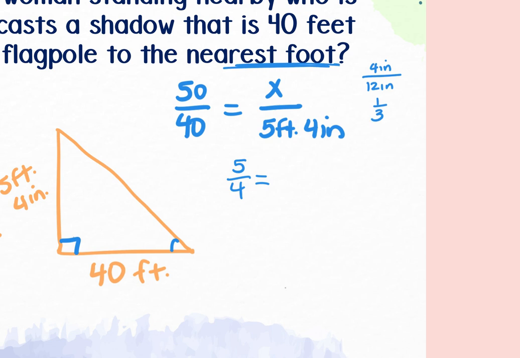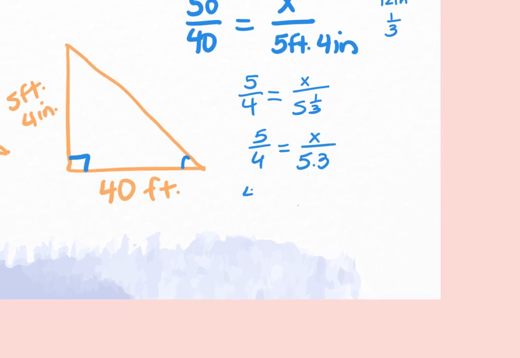Which is like 5.3. Can't convert it to inches? You can, but then you have to convert it back, one way or the other. You can do either. You can keep that as 5 1/3 x over 5 1/3, or you can keep that as 5.3 because we're going to round to the nearest foot anyway, because 1/3 would be 3 repeated. I'm going to do this again in inches so you can see both ways, but this is one way to do it. Then I'd cross multiply, so 4x would equal 5.3 times 5, which is 26.5, and then divide by 4. 26.5 divided by 4.